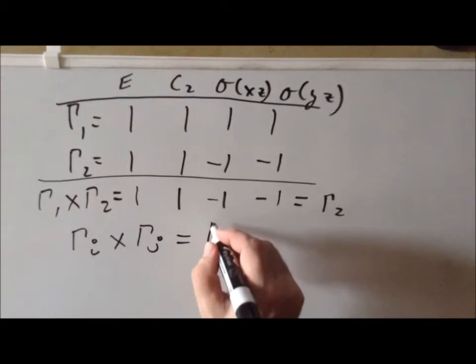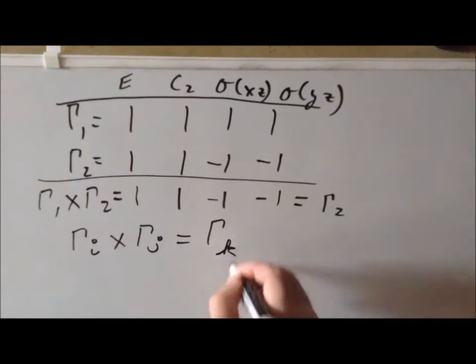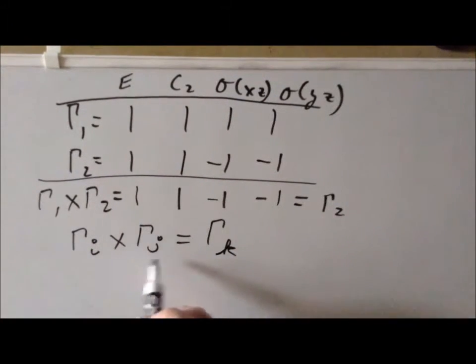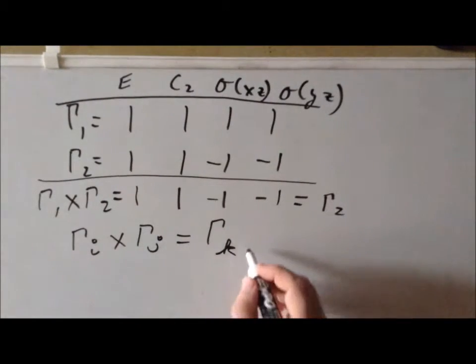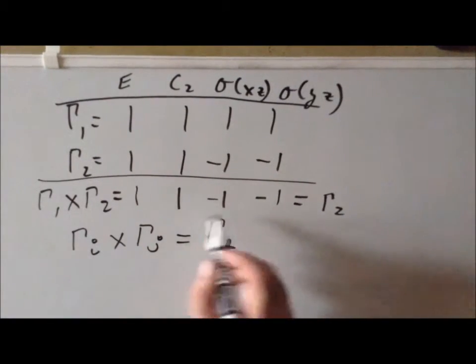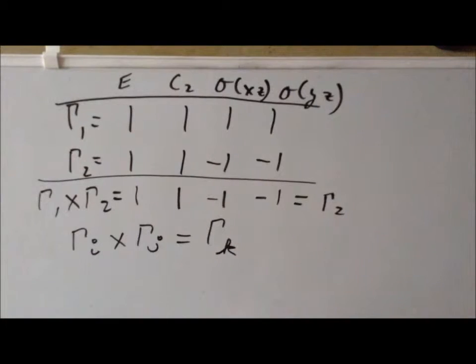Now, if i and j are the same representation, so they're both gamma 1 or both gamma 2, essentially I'm multiplying an irreducible representation by itself. What am I going to get? Well, if these i and j are different, I just get some representation. I don't know what it is. But this is for i not equal to j.